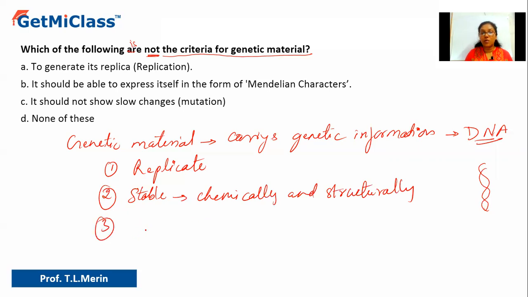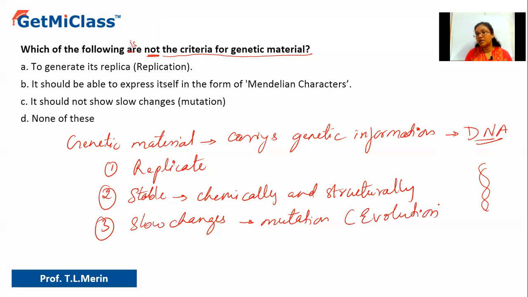And the third one: though it is stable, it should be capable of undergoing slow changes. Why? What do we mean by slow changes? That is nothing but mutation. Because there is slight or slow mutation, that will lead to evolution, or you can say variation. So mutation brings about variation and that will cause evolution. So that is another important characteristic of genetic material.